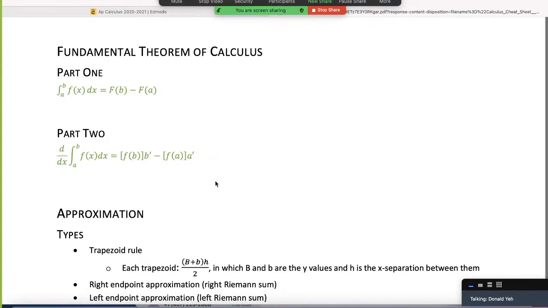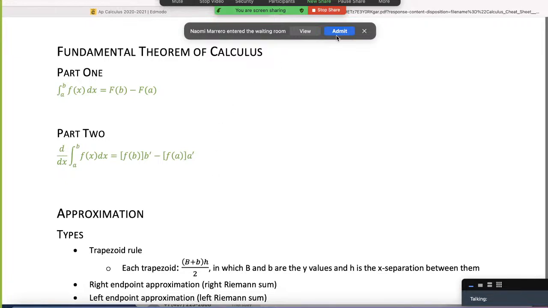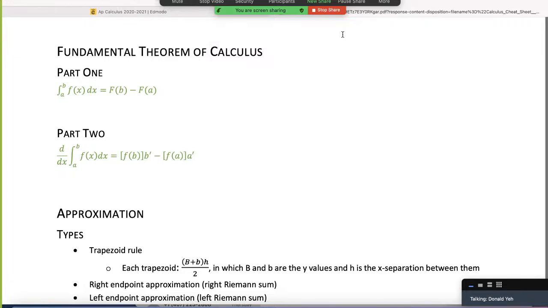Integration of cotangent of x is natural log of sine of x. Wait, natural log of sine of x? Yep, for cotangent.